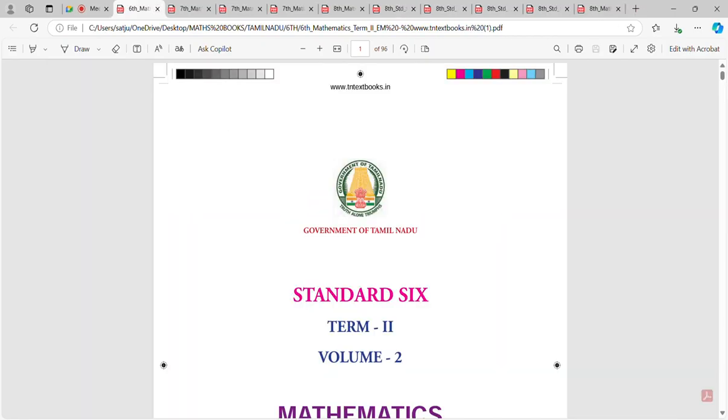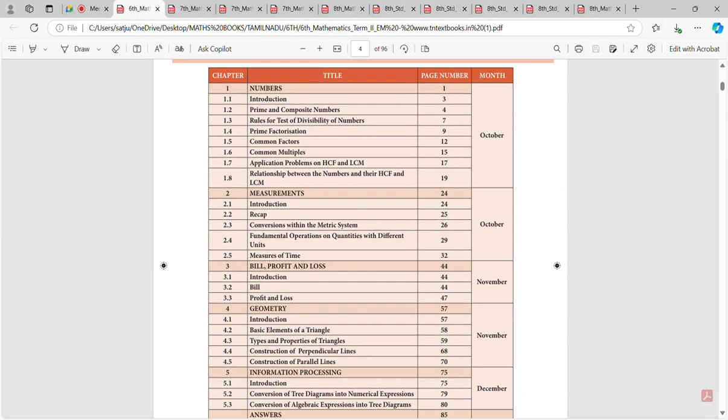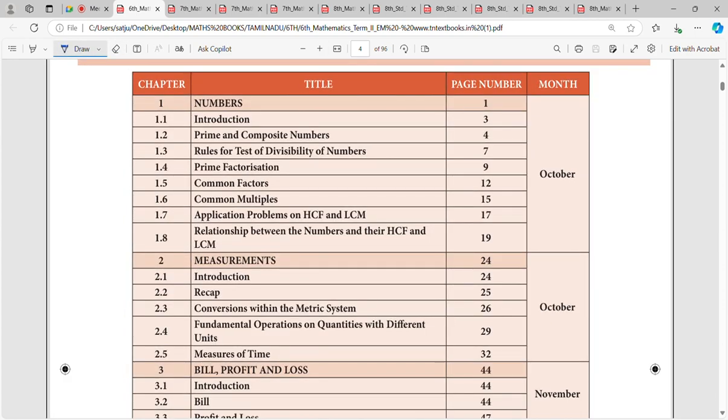So this is the volume 2 related to the 6th standard book. We'll give you all the PDF. See the content first of all, how they are gradually introducing. So that is important, very, very important. Terminologies are there. Very important definitions are here.